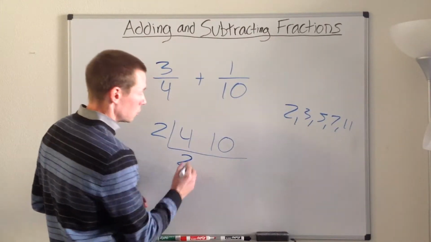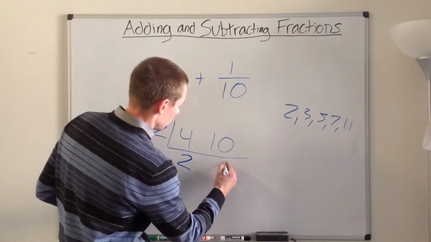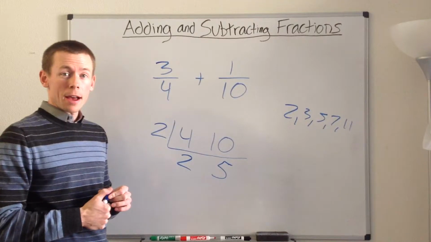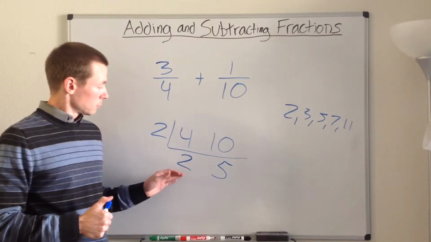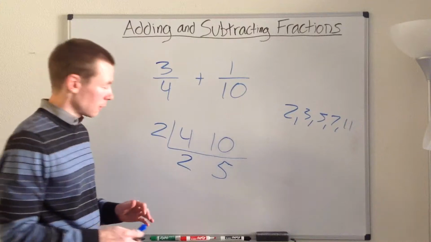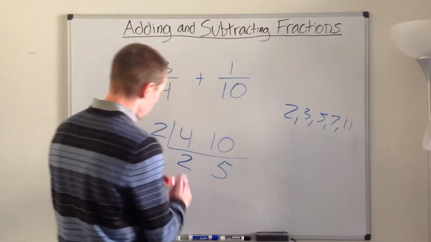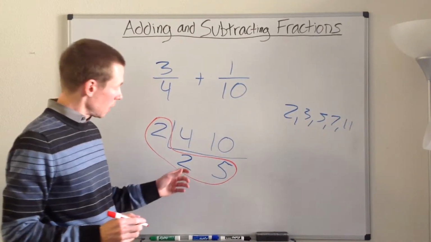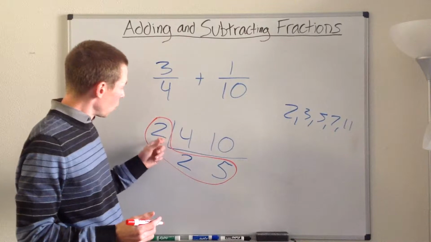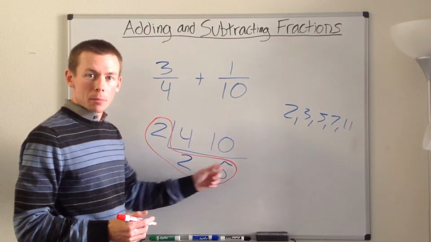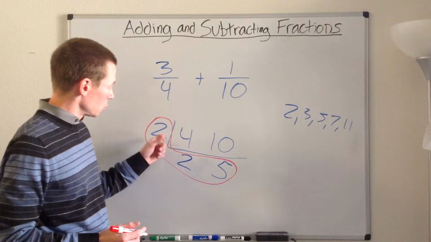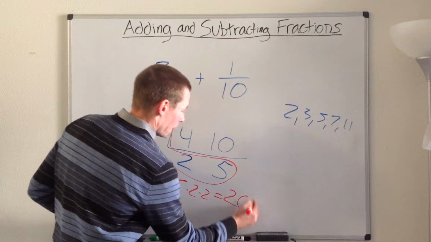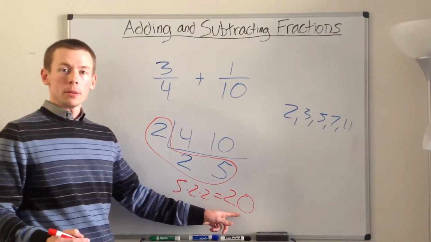4 divided by 2 is 2. 10 divided by 2 is 5. Okay. Now, is there a prime that goes into both 2 and 5? No. 2 goes into 2 but not 5, and 5 goes into 5 but not 2. So our lowest common multiple is the product of what we took out by what's on the bottom rung. So 5 times 2 times 2. And our lowest common multiple is going to be 20.